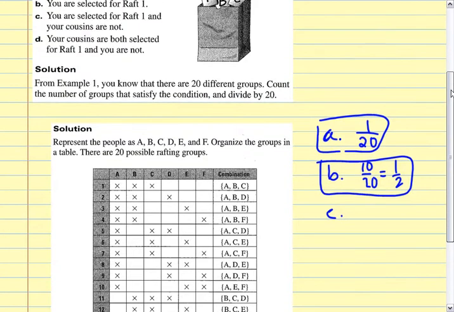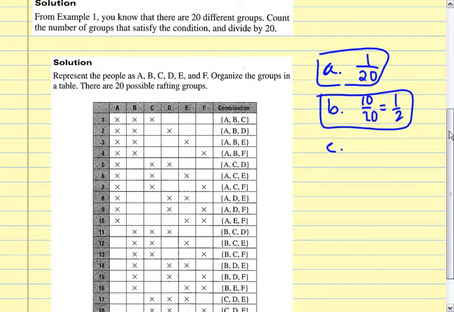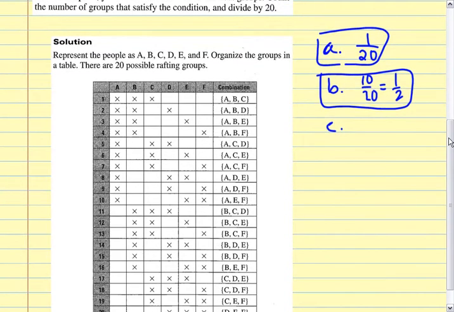C says, you are selected for raft 1, and your cousins are not. How many of the combinations have A, but don't have B or C? How many of those do we find, Sarah? 10. Is it? 20. Well, let's see. It can't have B or C in it, so that's going to be 8. It's going to be 9 and 10. Is that right? So you said 3 over 20, is that right? Perfect. 3/20ths, which means there's a 15% chance that you are in the boat, but your cousins are not.